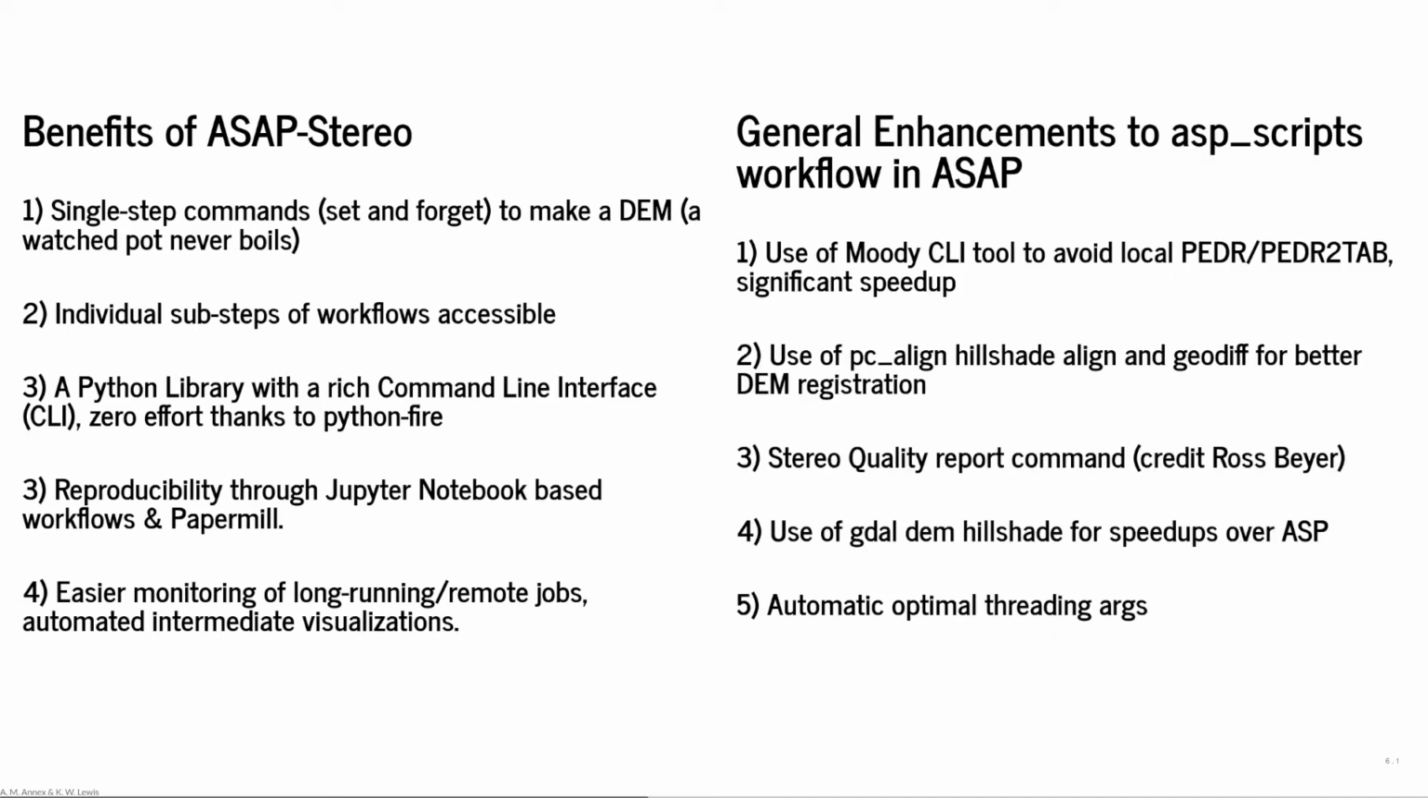There are other enhancements that have accumulated over the past few years. These include using my other Python command line tool, Moody, to grab required MOLA header data from the PDS Geosciences Node REST API, using the Hillshade Align feature in pc_align to better align HiRISE data products with reference CTX topography, including the use of gdaldem hillshade for speedups, and a stereo quality report feature initially developed by Ross Beyer to help better understand the relative quality of potential stereo products before any significant work occurs.